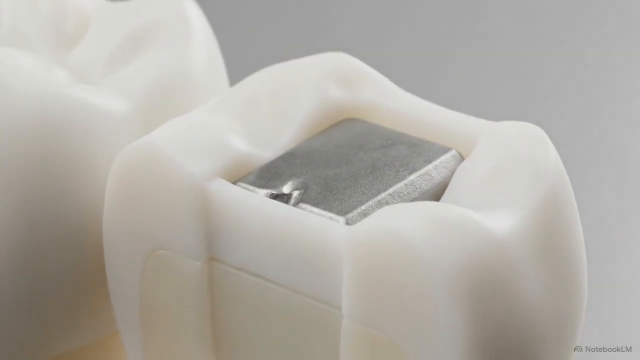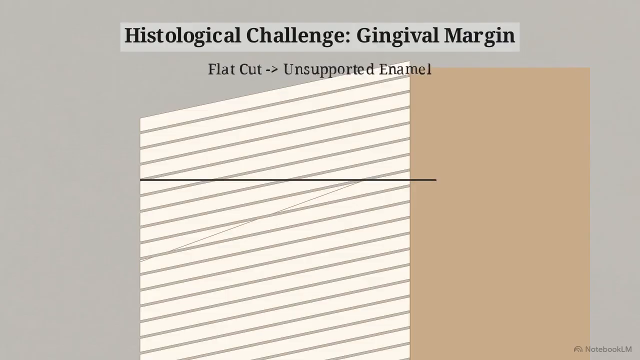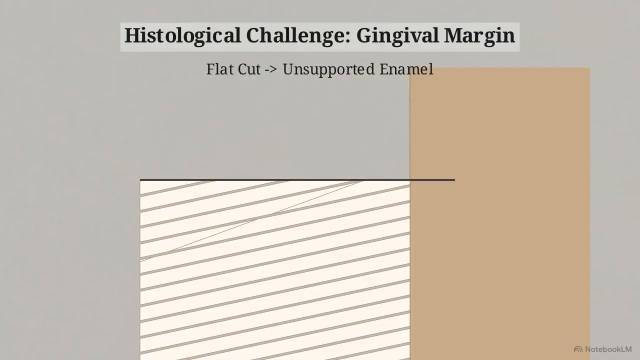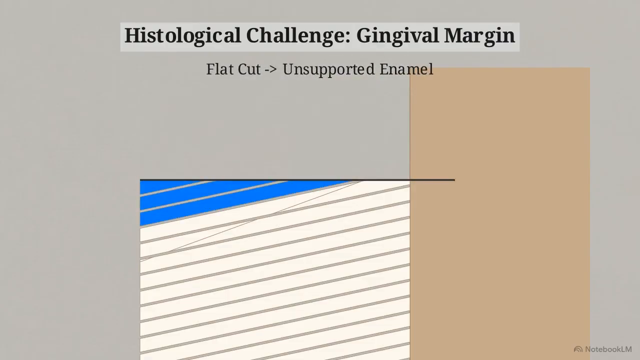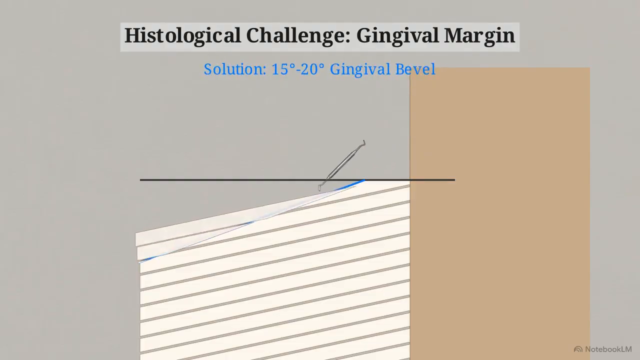the tooth's structural core. The preparation then extends down between the adjacent teeth, forming the proximal box and terminating at the flat gingival seat. This magnified diagram of the gingival seat reveals a distinct histological challenge. Here, microscopic enamel rods angle sharply downward. Cutting a flat angle leaves the tops of these rods unsupported. When occlusal force strikes, the exposed ends readily fracture off.